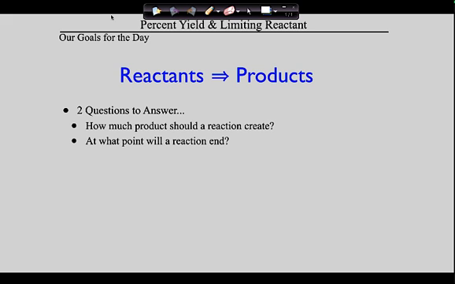The next question we're going to ask is: when do reactions stop? We understand that reactions don't go on forever. If you're burning a match, eventually the match goes out. When do reactions stop, and how can we calculate how far they go? These two questions are actually these topics. How much product should a reaction create? Percent yield. When does a reaction end? Limiting reactant. So the answers to these questions are these topics. Let's get started with percent yield.